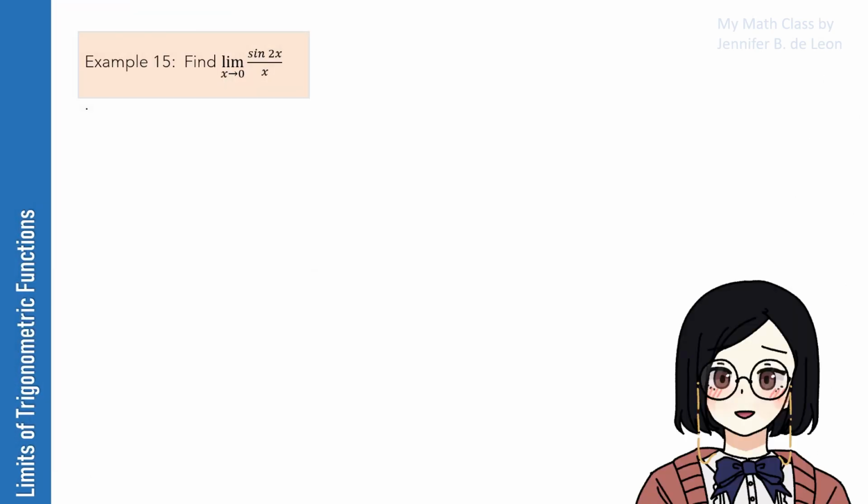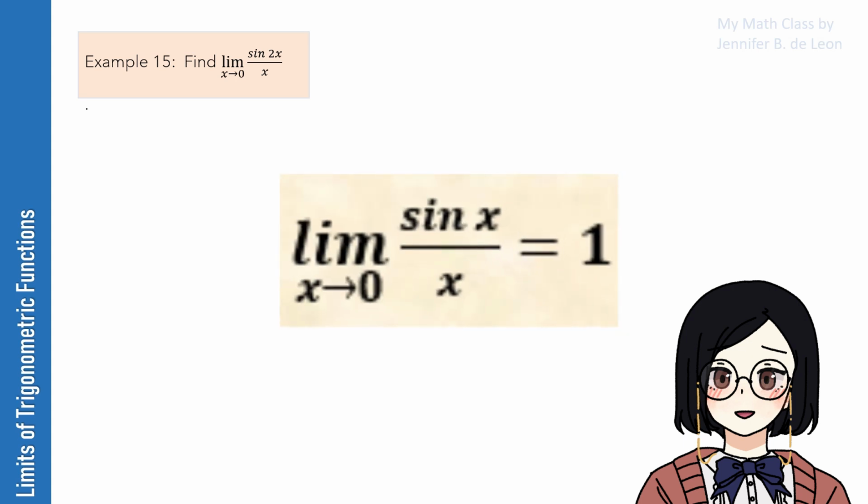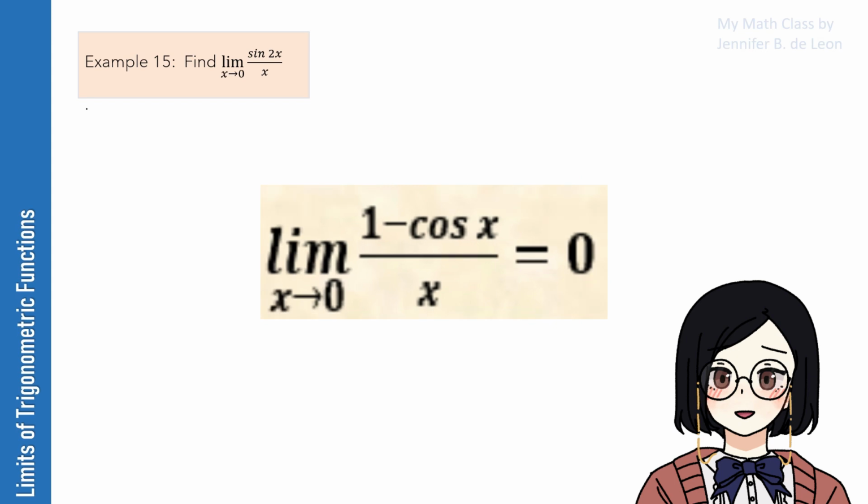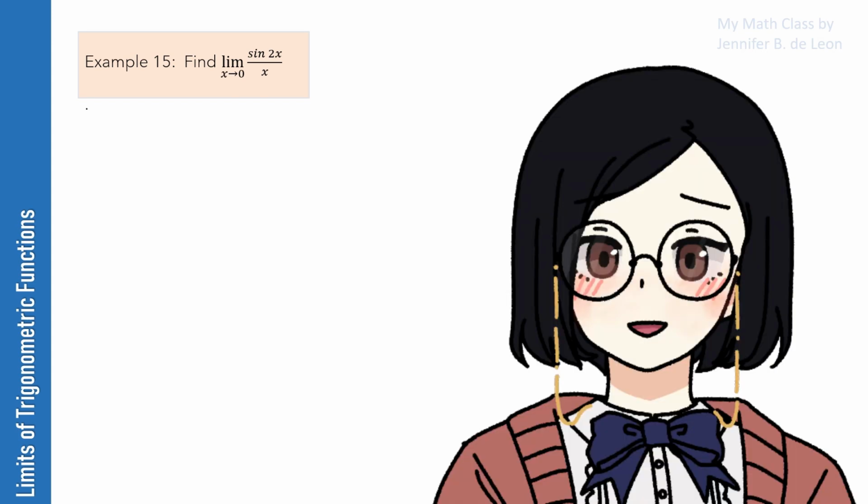Now let us evaluate expressions involving the limit of sine x over x as x approaches 0 and the limit of 1 minus cosine x all over x as x approaches 0. An example of such an expression is sine 2x over x. Now let's evaluate the limit of sine 2x over x as x approaches 0. We rewrite this expression as the limit of 2 sine x over x as x approaches 0.